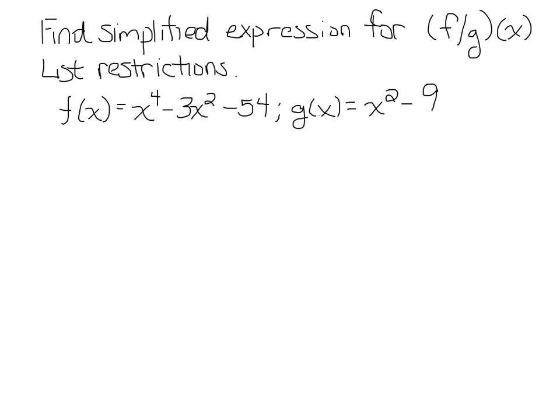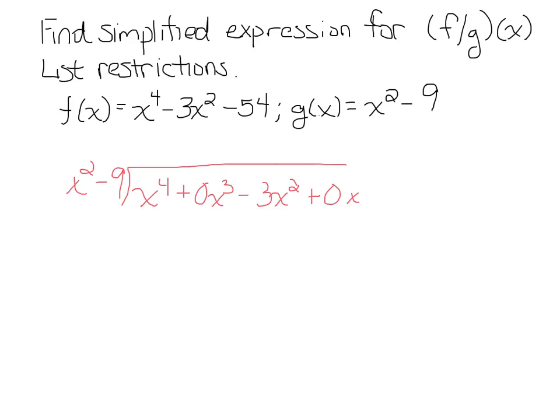On the outside, we'll have x squared minus 9. On the inside, we'll have x to the fourth. Notice that there's no x cubed, so we'll need to input a filler of 0x cubed. Minus 3x squared. Again, since there's no x term, we'll need to put in a filler of 0x. Minus 54.